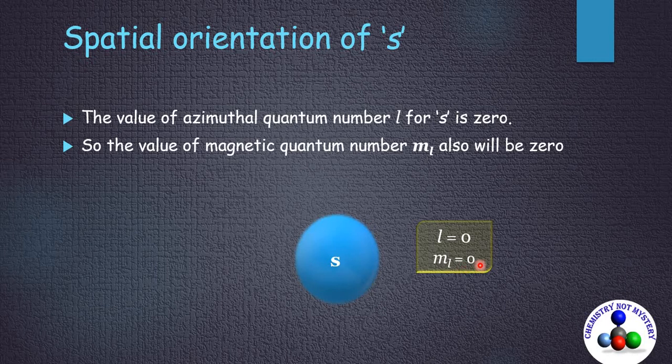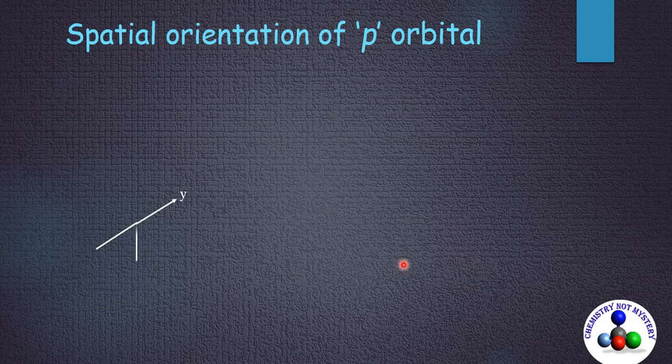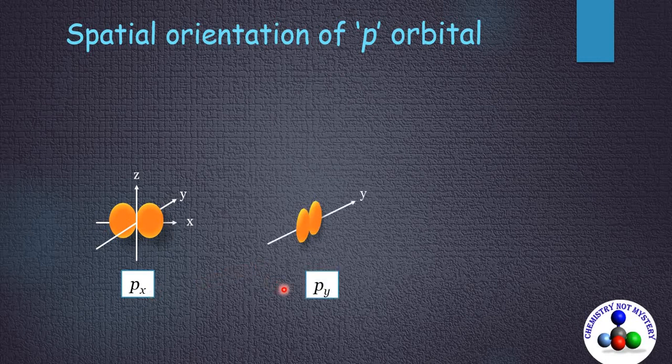You will understand it better with the example of the p orbital. You know that the p orbital is dumbbell shaped. The p orbital that is aligned to the x-axis is named px. The other that is aligned to the y-axis is named py, and pz is aligned to the z-axis.